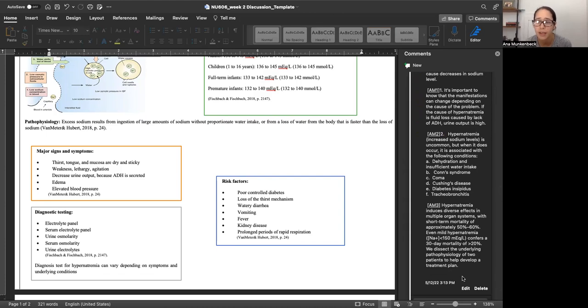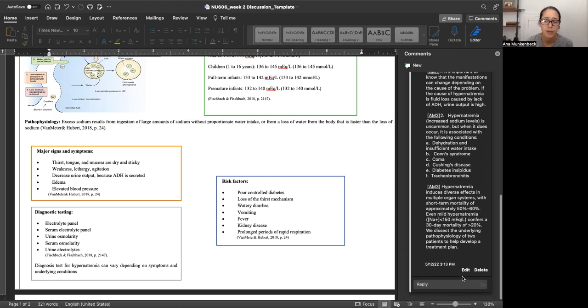Hypernatremia definitely induces diverse effects in multiple organ systems, with short-term mortality of approximately 50 to 60%. Even mild hypernatremia can confer a 30-day mortality of more than 20%. So it's important that we keep an eye on these patients and provide the care that they need.